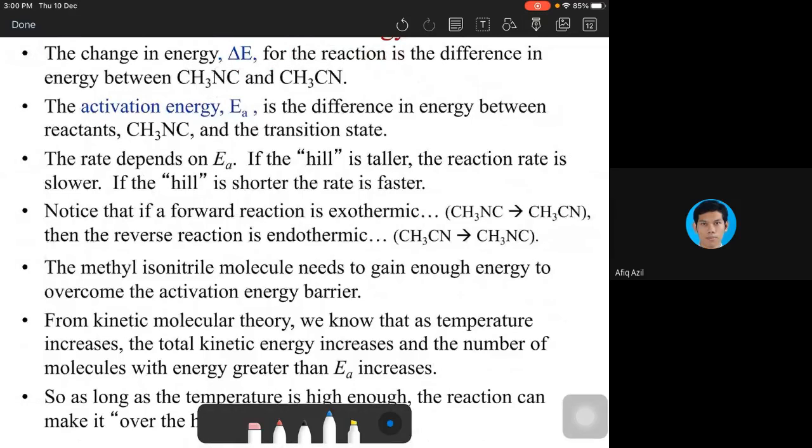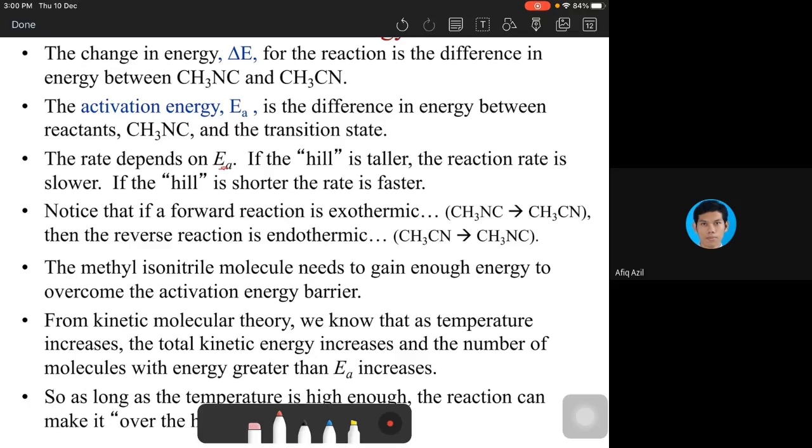So the rate of the reaction will depend on this value of activation energy, EA. If the hill is taller or higher, the activation energy is higher, and the reaction rate will become slower. So the reaction will proceed at a very slow pace because it requires a large amount of energy. But if the activation energy is low, then the rate will be faster. Notice that over here, the forward reaction is exothermic while the reverse reaction is endothermic.